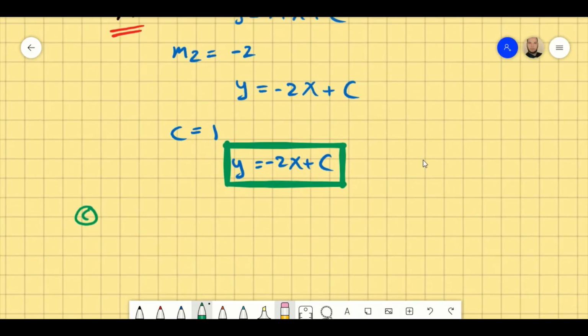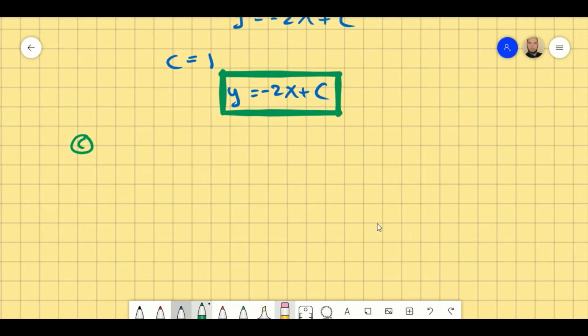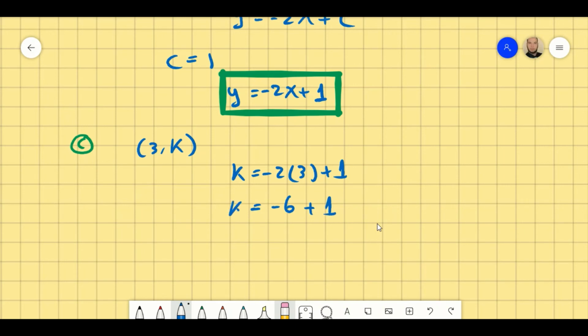I have the point (3, k) and the equation y equals negative 2x plus 1. So all I do is replace x with 3 and y with k. So k equals negative 2 times 3 plus 1, negative 6 plus 1, so k is negative 5. Thank you.